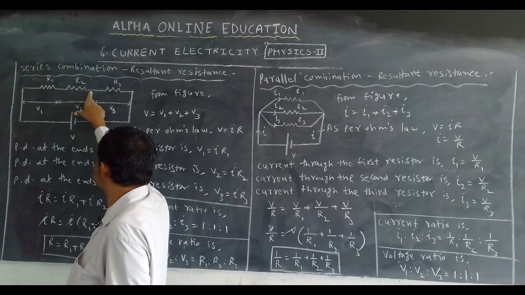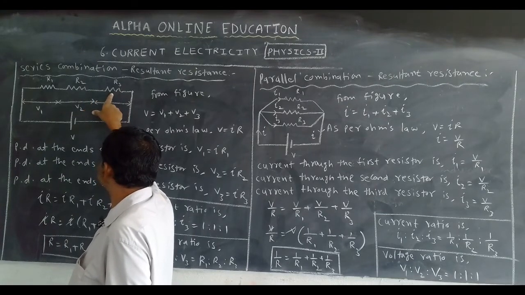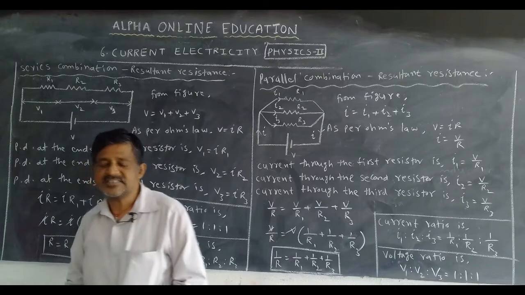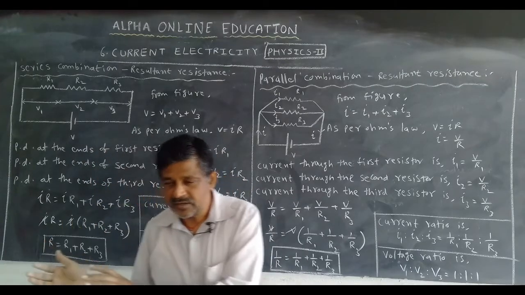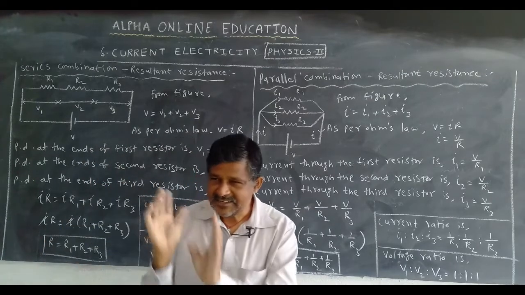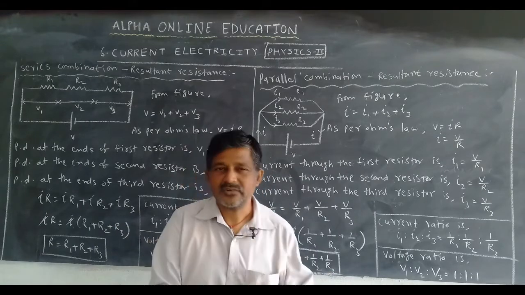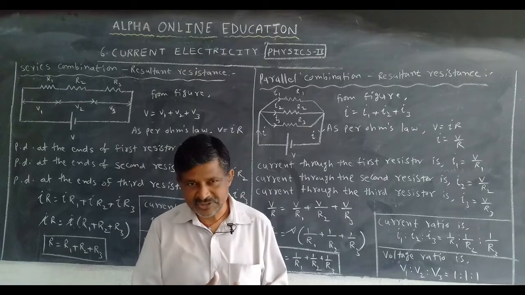Here, this is resistor 2. This is its second end. This is resistor R3. This is the first end. It is called a series. Series means one resistor's second end is connected to another resistor's first end. This is called the series combination.